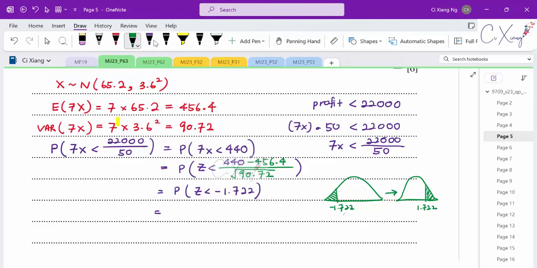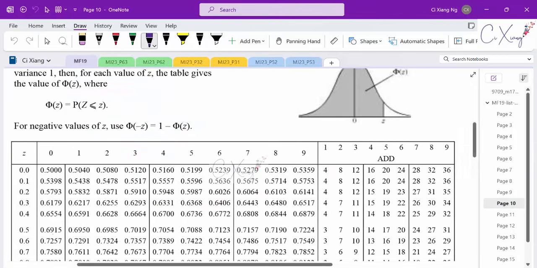Basically, for the normal distribution table, they only provide us with the large area, which is smaller than 1.722. So to get this greater than 1.722, you have to take 1 minus the value that you get from the table to get the green color area. This is basically our step. So I will take 1 minus, and look for 1.722 from the normal distribution table. Let's have a look.